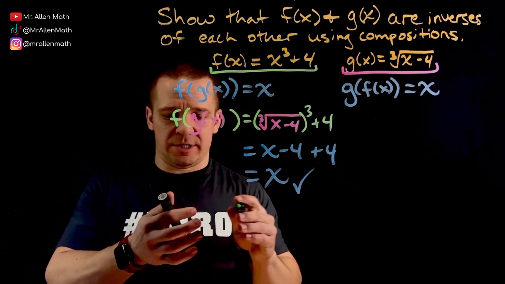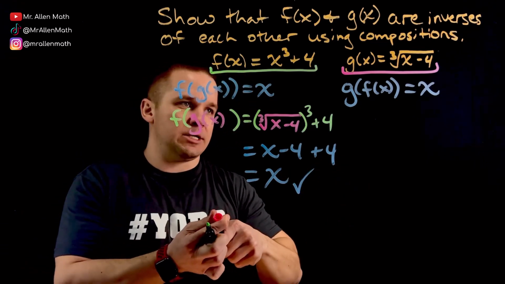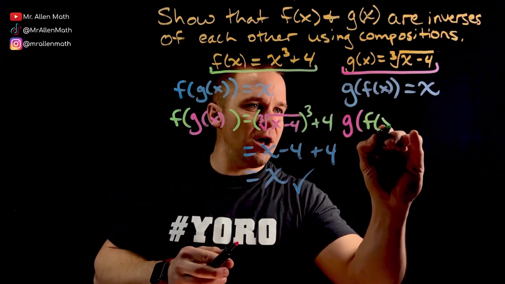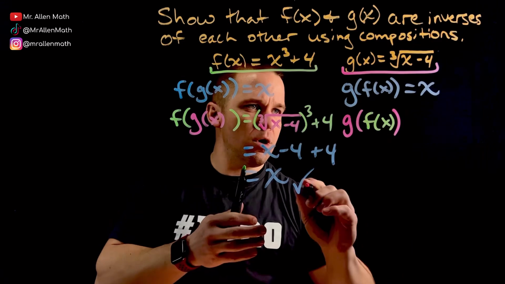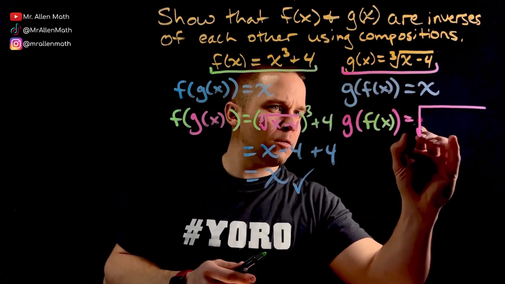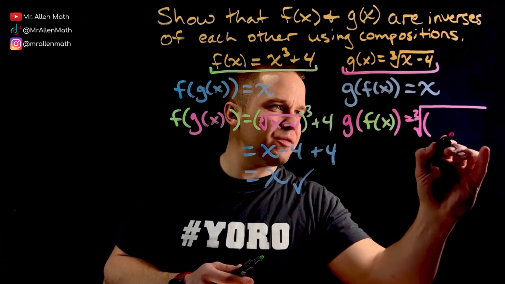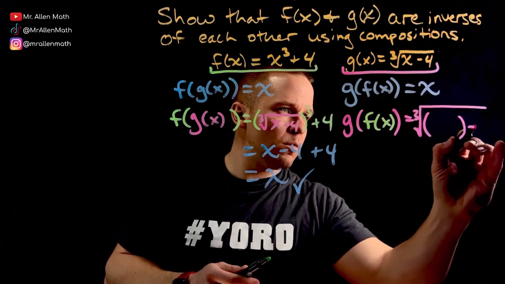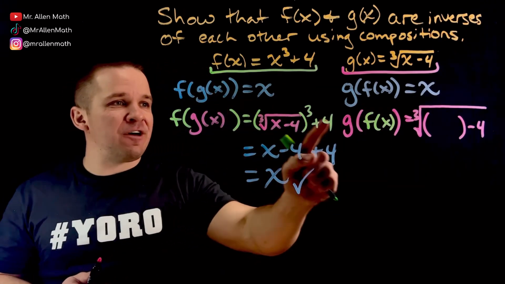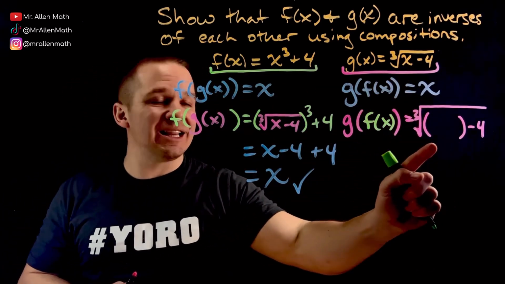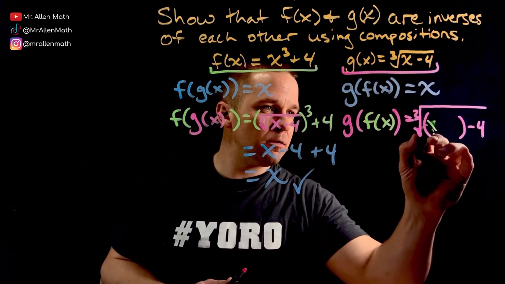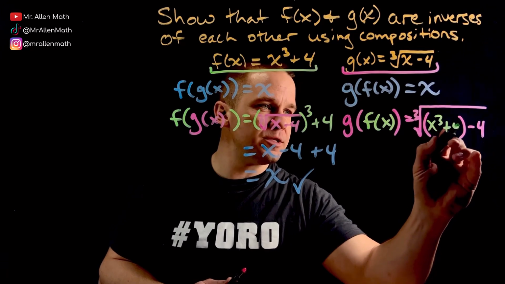Well, g of x, we said, is in pink. All right, don't want to mix these guys up. So g of f of x equals the cube root of x, and I'm going to leave some parentheses here, minus 4. Okay. So now my f of x needs to go in place of that x. I left the parentheses there. That's my x right there. So x cubed plus 4 goes in those parentheses.